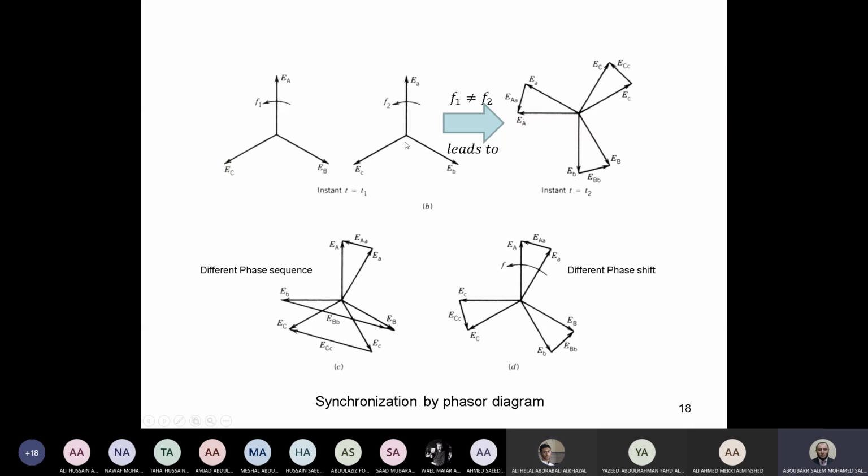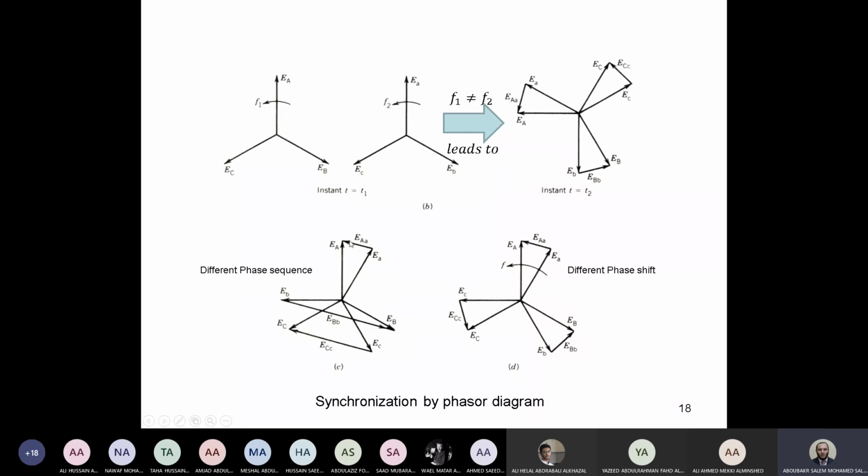The sequence? Frequency here was clear. At instant T1 it was in phase, and after that a phase shift appeared. So frequency is different here. However, here we say that both of them have the same frequency. So here we have phase shift, an equal phase shift between A small and A capital. The same is for B and C. So also phase shift will lead to a voltage difference.